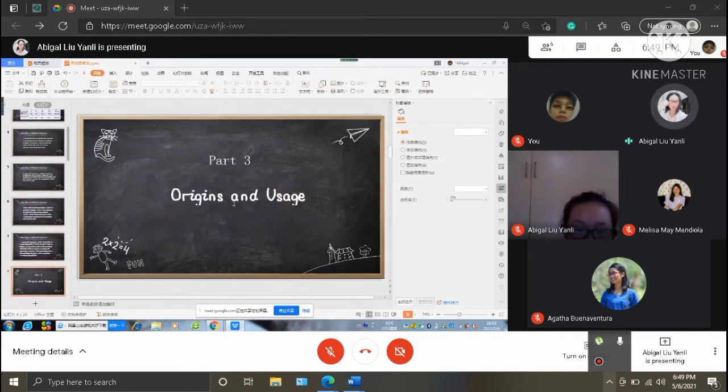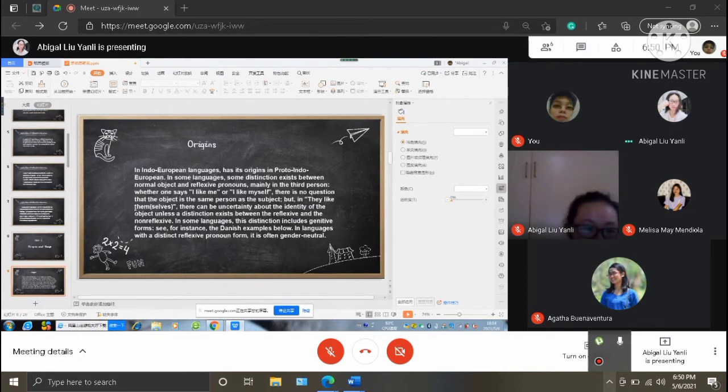Now let's move to part 3, origin and usage. Indo-European languages have their origin in Indo-European.